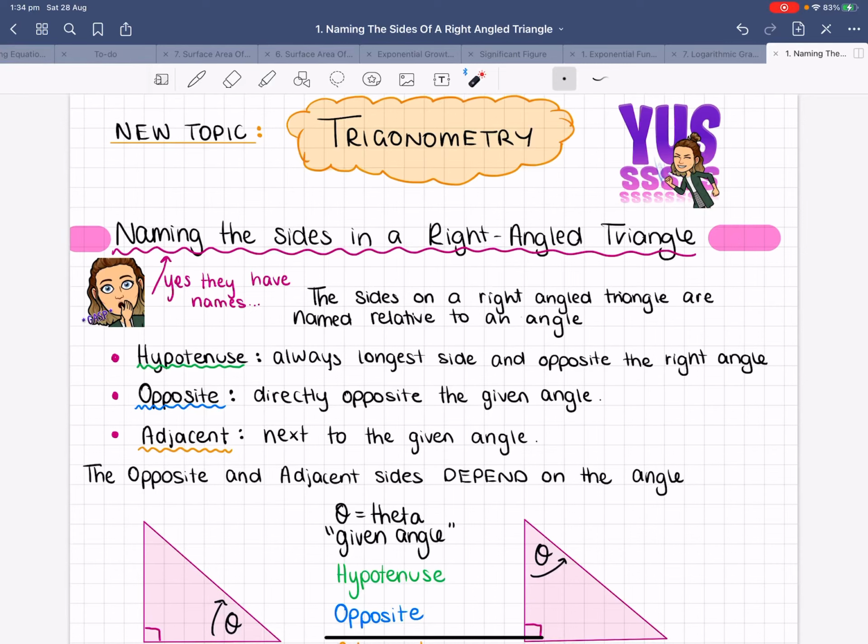Hello, Year 9. So, we are starting a new topic of trigonometry, which I know you guys are so pumped about. And I thought, hey, it's been a long time since I've used my Bitmojis, so they're back and you're welcome.